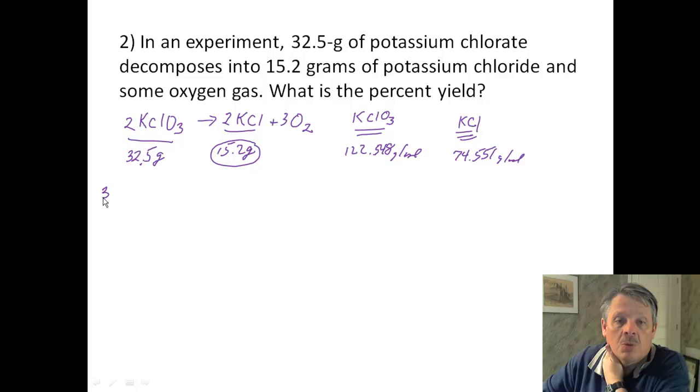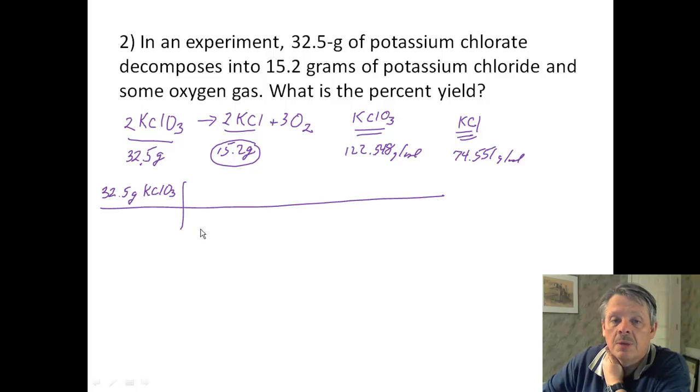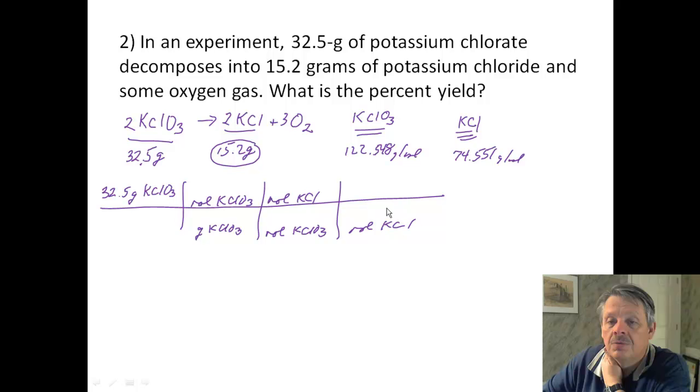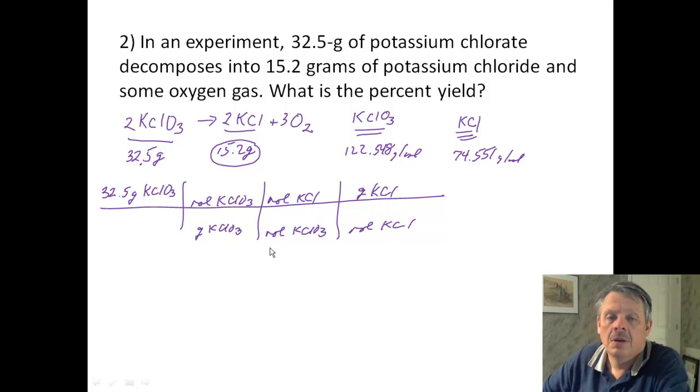All right, so let's actually do some math. We start with 32.5 grams of KClO3. We have to convert from grams of potassium chlorate into moles of potassium chlorate. And from moles of potassium chlorate, we have to go to moles of KCl. And from moles of KCl, we have to go to grams of KCl. All right, well, let's see what numbers we have.